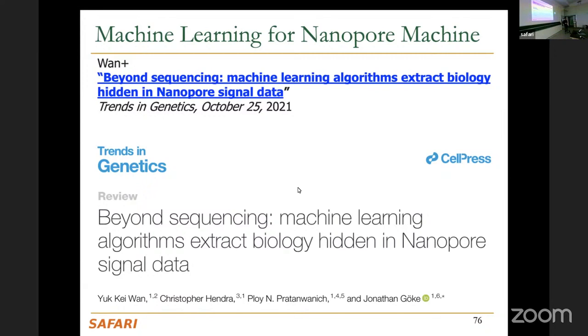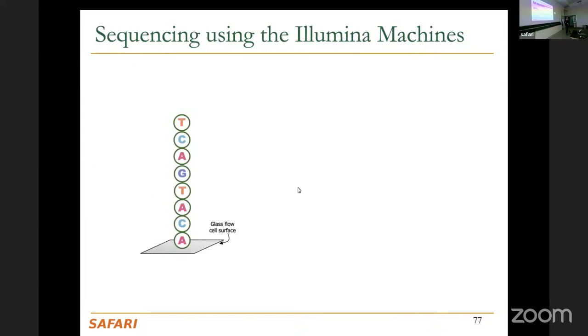But further, these raw signal data do not necessarily contain only the ACTG information, but also more information about the genomics. So this paper looks at this direction and shows there is actually more information in the raw signal data, and we're interested in looking at these directions as well.